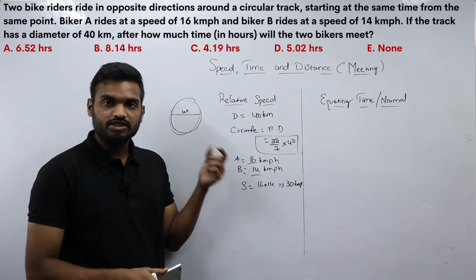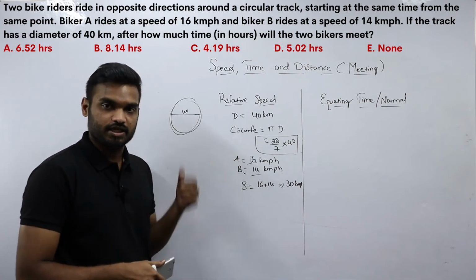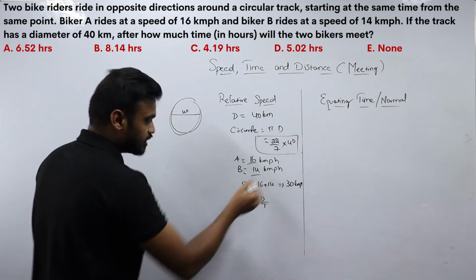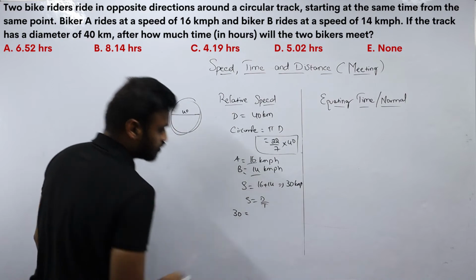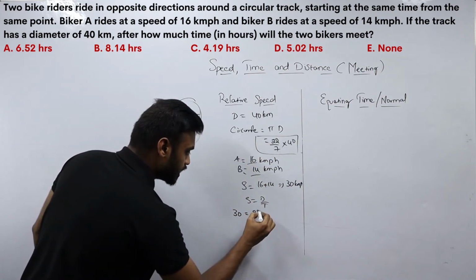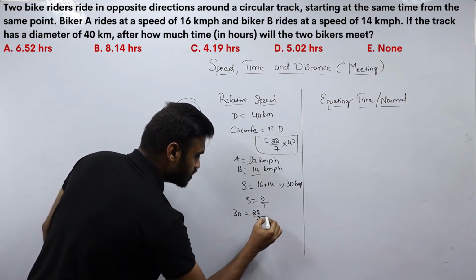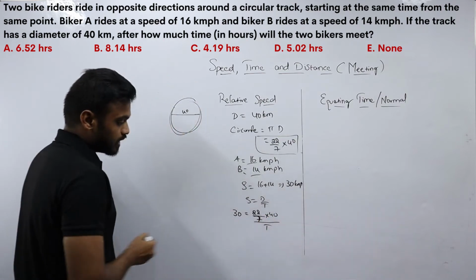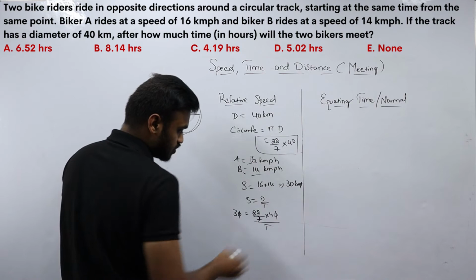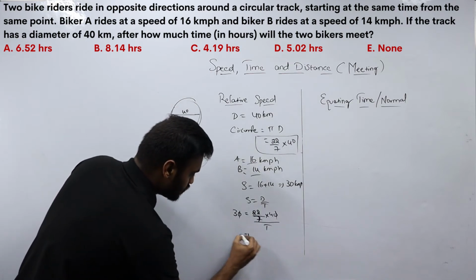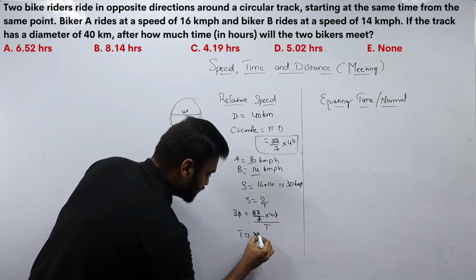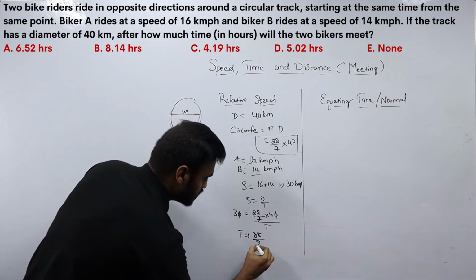Now we need to find the time taken for both of them to meet each other. Speed equals distance by time. What is the speed here? 30 km per hour equals distance, which is 22 by 7 into 40, by time. So if I cancel this 30 and 0, I will get time equals 22 into 4, that is 88 by 7 into 3, that is 21.